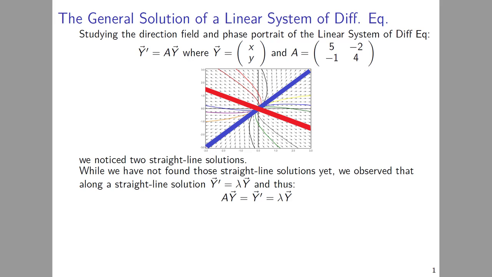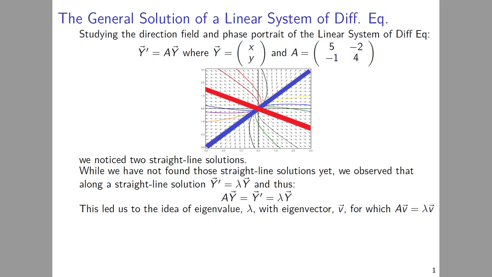And thus, since Ay equals y prime from our differential equation, and y prime equals lambda y for straight line solutions, we have that Ay equals lambda y. And this led us to the idea of an eigenvalue lambda with eigenvector v, for which A times v is equal to lambda times v.